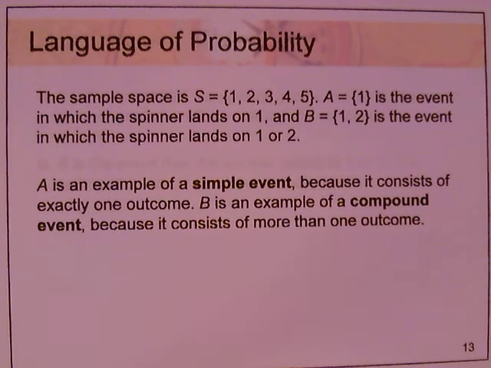The sample space is, in this case, S equals {1, 2, 3, 4, 5}. A equals {1}, that's the event in which the spinner lands on 1, and B equals the numbers {1, 2}, that's the event in which the spinner lands on a 1 or 2. Capital letter A is an example of a simple event because it consists of exactly one outcome.